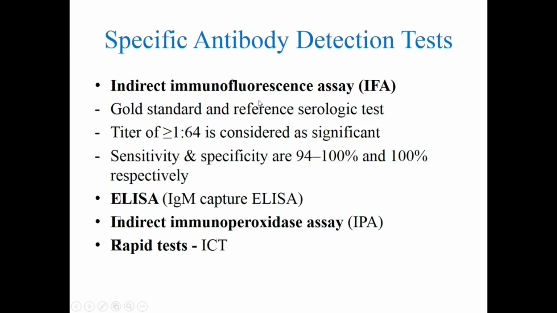Apart from this indirect immunofluorescence assay, which is the gold standard, we also have specific IgM ELISA for the diagnosis of rickettsial diseases. Then we can do other tests like indirect immunoperoxidase assay and a rapid test based on immunochromatography, but these are not recommended. You either go for Weil-Felix, or for this gold standard, or for ELISA. These other tests are not recommended.